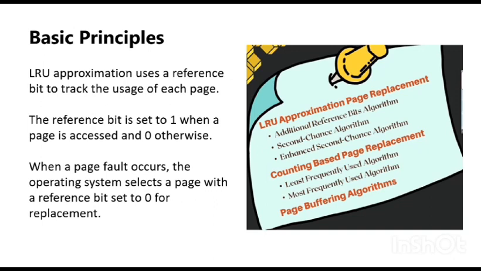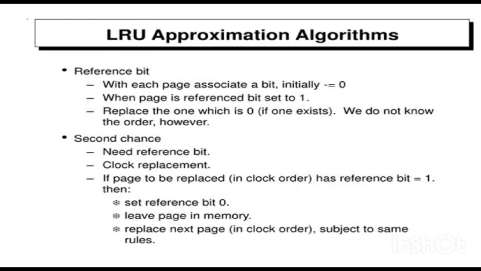LRU approximation algorithms. Reference bit: with each page associated a bit, initially equal to 0. When a page is referenced, the bit is set to 1. Replace the one which is 0. If 1 exists, we do not know the order, however. Second chance: need a reference bit, clock replacement. If the page to be replaced in clock order has a reference bit equal to 1, then set the reference bit to 0, leave the page in memory, and replace the next page in clock order, subject to the same rules.